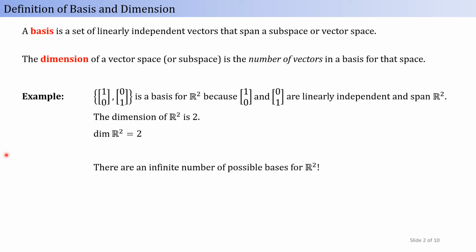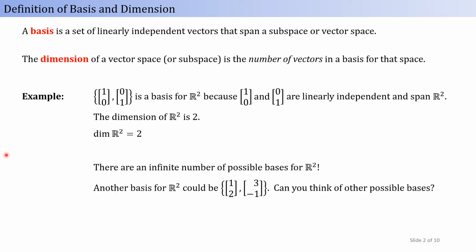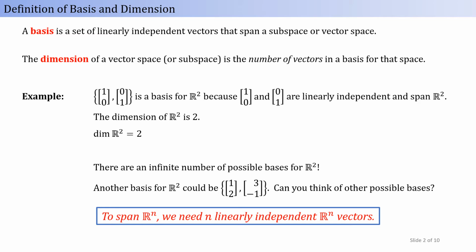By the way, there's an infinite number of possible bases, that's the plural of basis, for a vector space. That's because as long as you pick any two linearly independent vectors, it works, right? You can span any other vector in that space. Can you think of other possible bases? And in general, to span any vector space Rn, you always need n linearly independent Rn vectors.